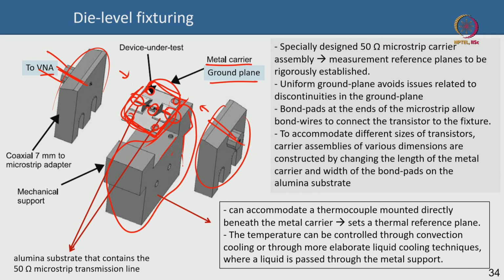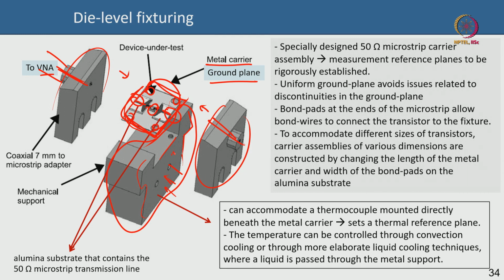So there is no ground discontinuity, and this mechanical support that you see can, for instance, take the heat away. You can flow liquid actually. You can have liquid channels, I will show you, so that if it is a very high power transistor, air cooling or fan cooling may not be sufficient. So, you might have to flow liquid to cool them. So, this mechanical structure can enable you to flow liquid through it. So, it will take the heat away.